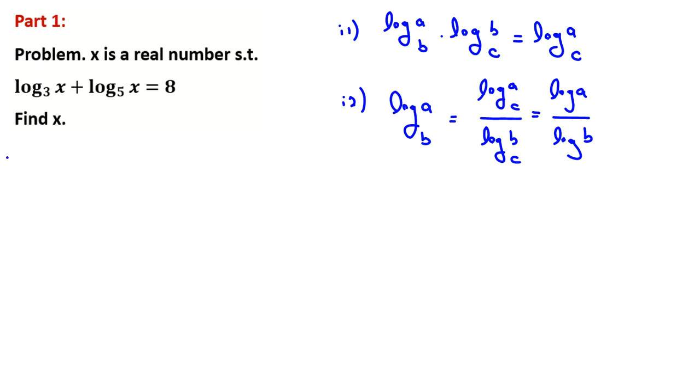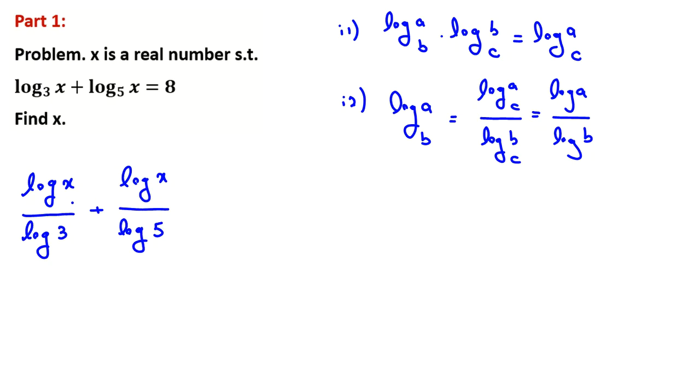They are equivalent. Here, because the bases are different, I write log x over log 3, and we know the bases are equal. For the next one, log x over log 5. And at the end, we will select which base is better, or we can select one base, for example, 10, it's not important. Equals 8.